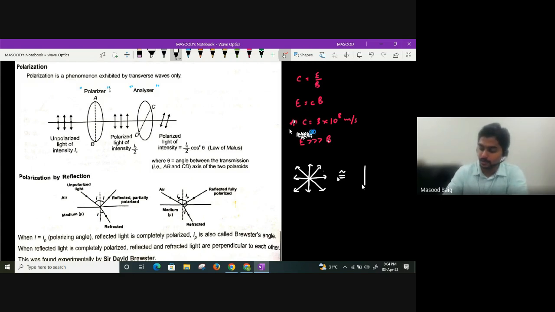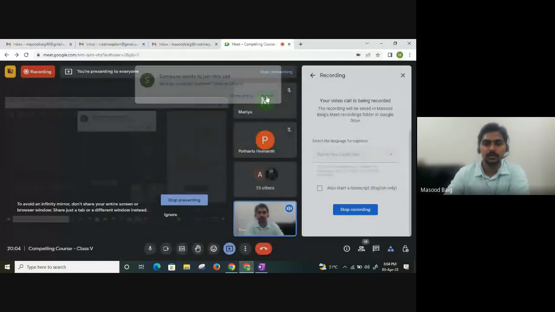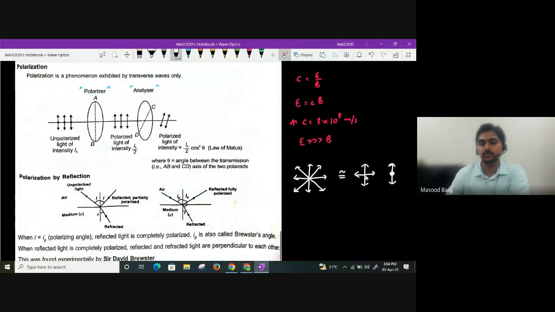So I may get either something like this, right? Or I will get something in this manner. So this is our unpolarized light, guys, right? So I can consider them to contain electric field vectors in two perpendicular directions. In reality, it is in different directions again, randomly oriented in different directions. But I can show unpolarized light like this.